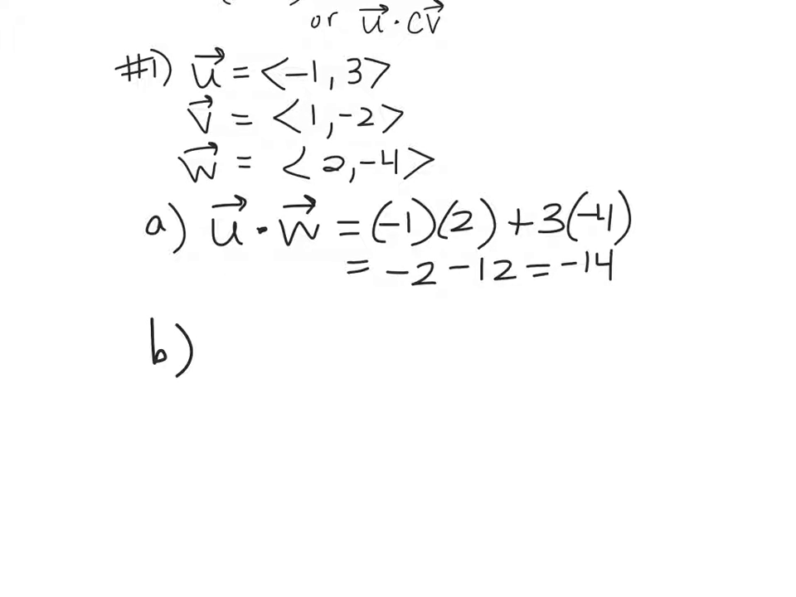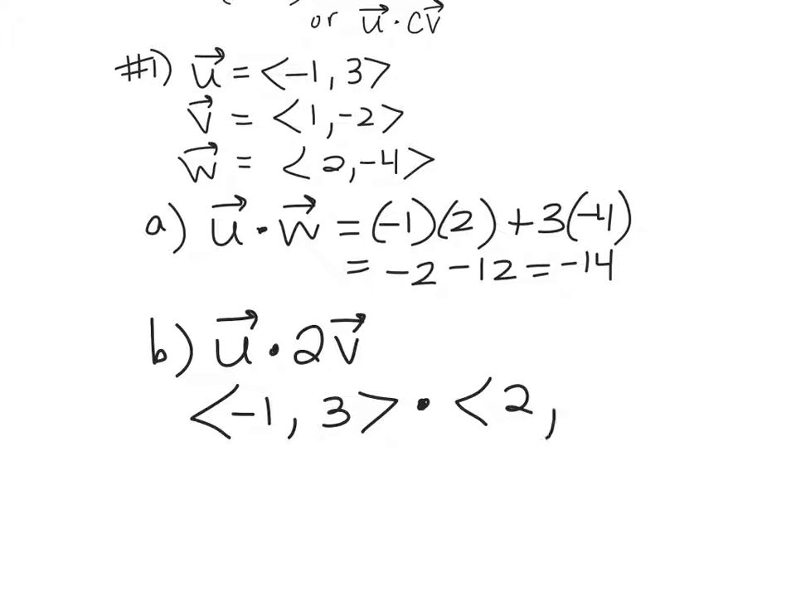Suppose that we have u dot 2 v. All right, a couple ways to do this. You could do u dot v and then multiply by 2 at the end, or you can go 2 times just v and then dot u. And I think I'll do it that way. So u is -1, 3 dot 2 times vector v would be 2, -4.